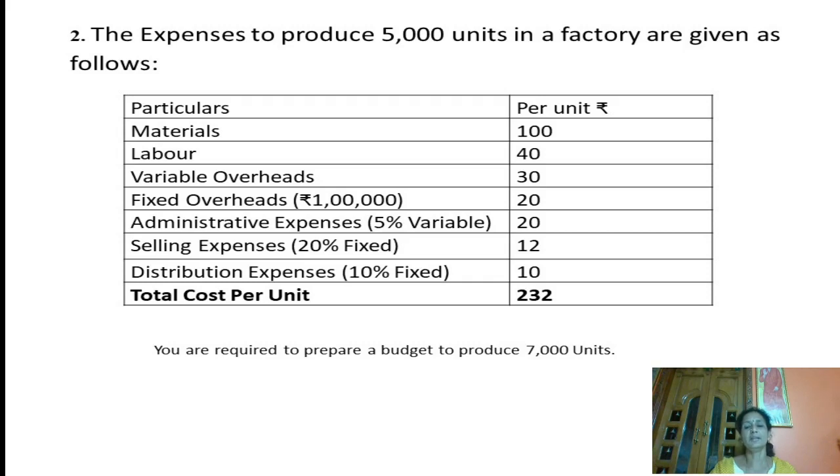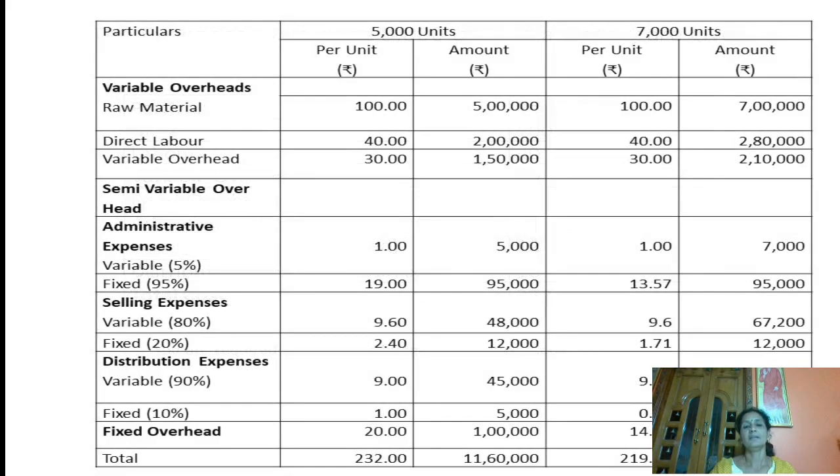Here they have given per unit cost. You have to make two columns for 5,000 units and two columns for 7,000 units. Why two columns is you also have to find out per unit cost. How you can find out per unit cost is here they have given all the expenses as per unit cost. You have to just multiply it into number of units. Now see the image of the next slide where for 5,000 and 7,000 it is taken separately per unit and total amount.